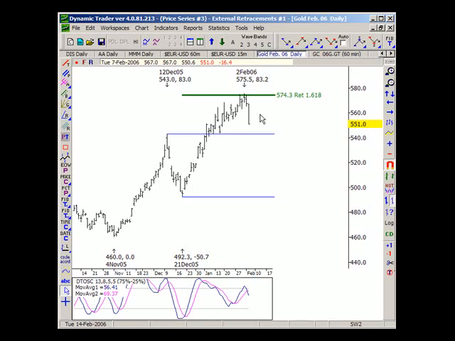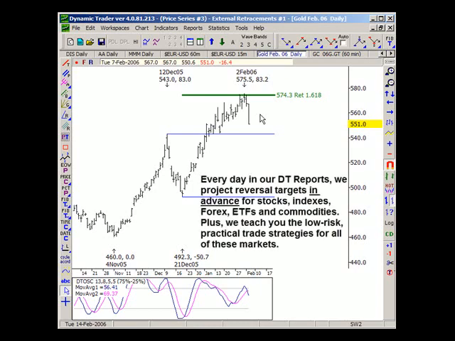I hope it works out good because I just like to have good examples in these tutorials. And of course, every day in our DT reports, we're doing this type of analysis using a lot of other tools to identify the trend position and probable reversal position. So I've been doing this for now 20 years. In 2006, it's been 20 years I've been writing a report that does these projections and does the forecast and teaches you the trade strategies, specific trade strategies.